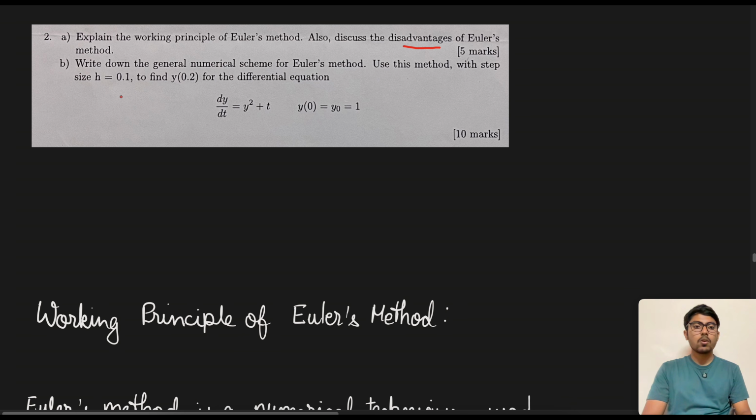Using this, with step size h equal to 0.1, we need to find y of 0.2 for this given differential equation: dy by dt equals y square plus t, and y of 0 equals y naught, which is equal to 1. So first we understand the working principle.